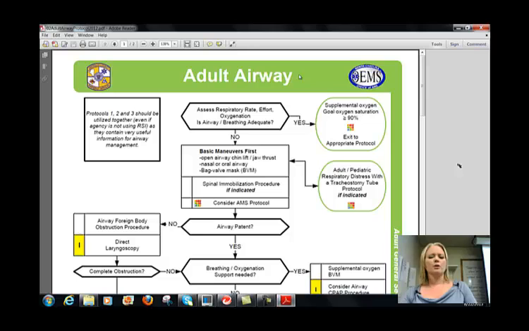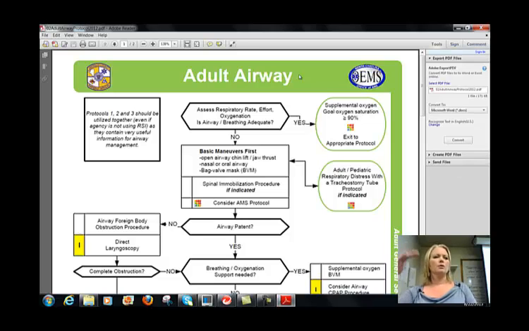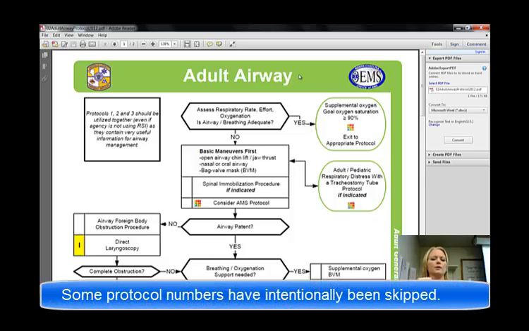So the first protocols that we're going to go through, it goes adult airway and then adult cardiac, and then we get into some general protocols, and then we'll do peds. So they're grouped in sections, and you'll notice that, for example, there's no protocol 10, and the reason why they did that is because if we want to add a protocol specific to our county that's just for us, we can add a protocol 10. So there's a couple of protocol numbers that are skipped to allow you to put one in that section so that things are grouped by section.